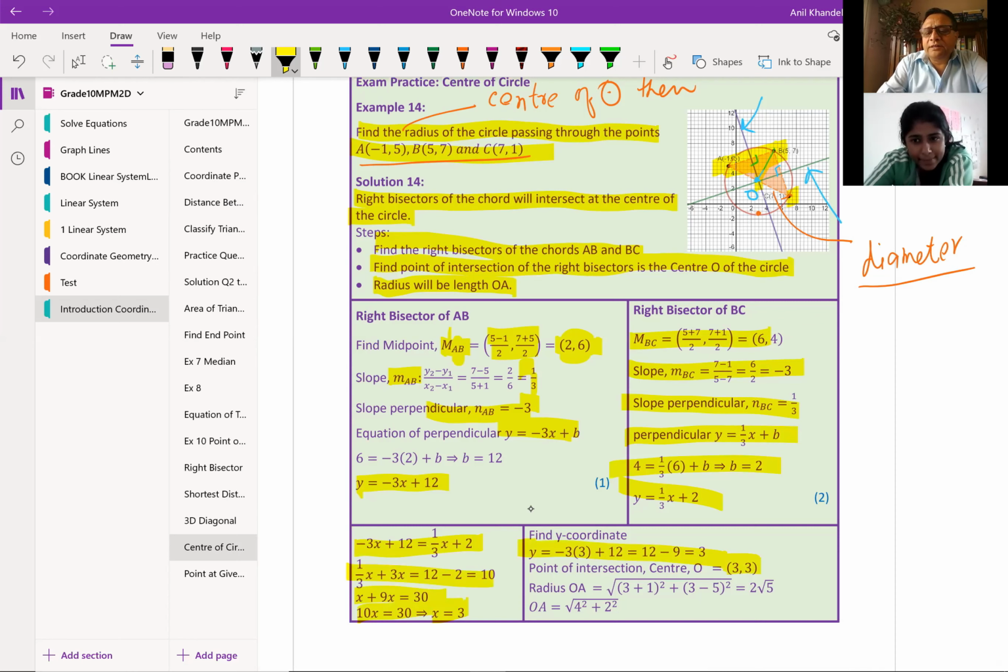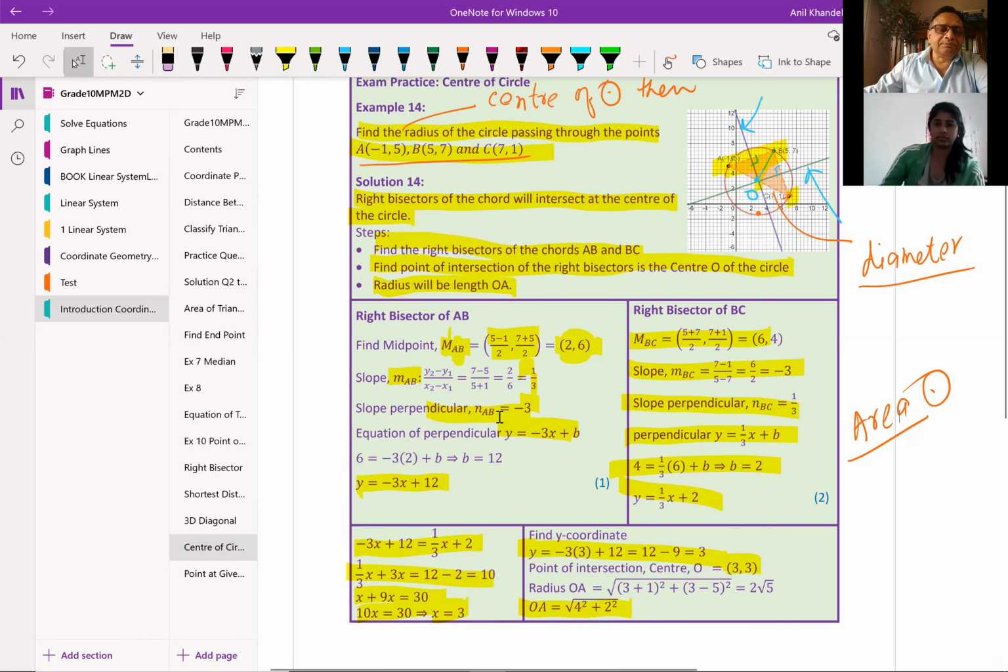Use any of your points, A, B, or C. All are on the circumference, and find the distance for the radius. Perfect. So that is how you could do it. Such questions could be extended to find the area of the circle, right? Once you can find the radius, the area is pi r squared. Radius, area, everything related questions. Does that make sense?